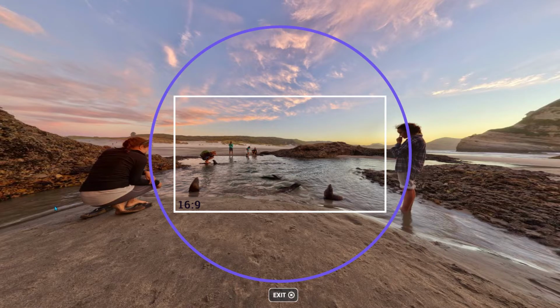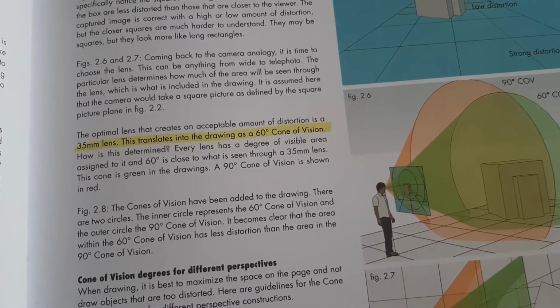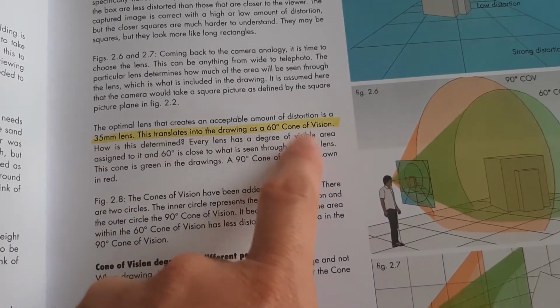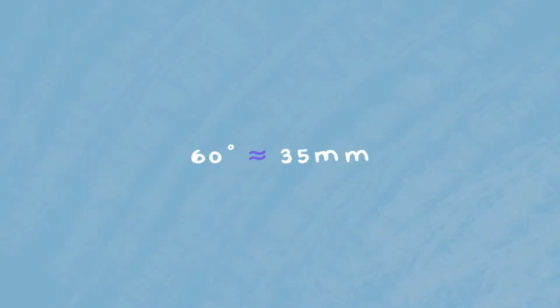In its simplest terms, all the cone of vision is doing is determining where we place our vanishing points in relation to our picture plane. In Scott Robertson's How to Draw, he recommends using a cone of vision that is 60 degrees wide for our drawings, and in camera terms, this is roughly equivalent to about having a 35mm focal length.